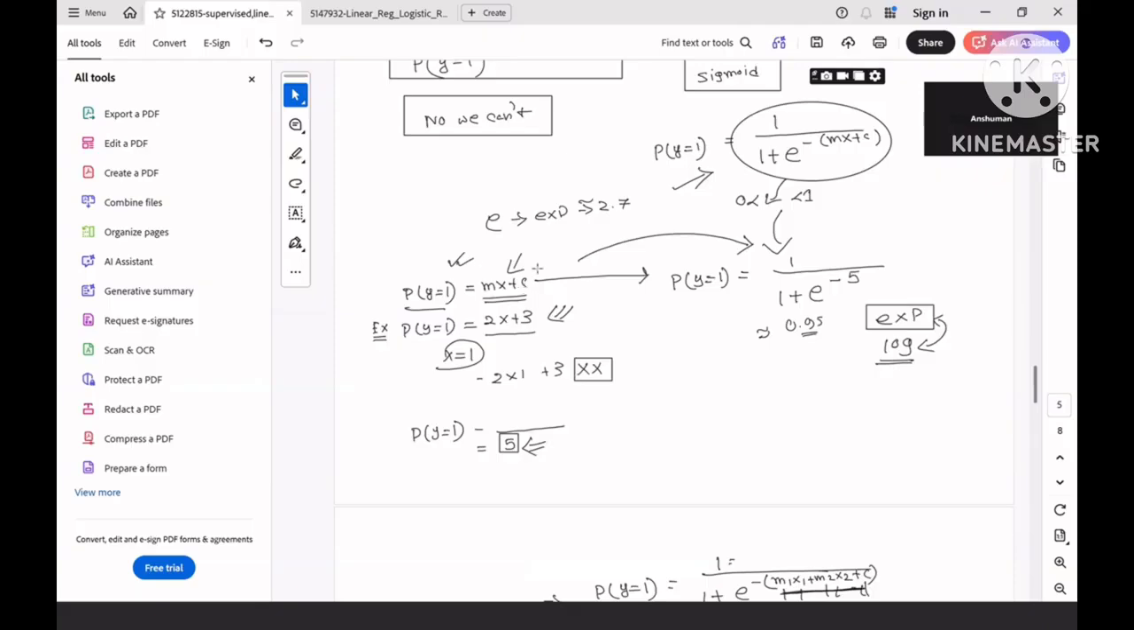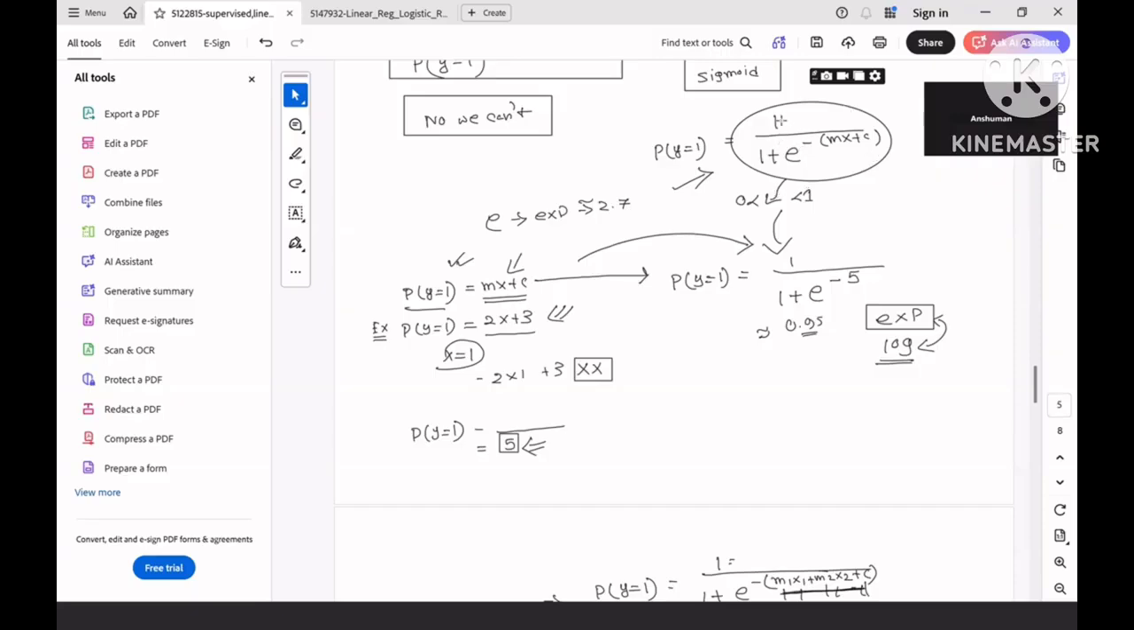Now we know that mx plus c is the linear regression formula. If we use this linear regression formula, what will happen? We'll get a number like 5. If the x value is 1 and you put it into 2x plus 3, it will come as 5. This 5 value is not between 0 and 1, right? That is the reason mx plus c, which we use in linear regression, will not work. Then what will work is the sigmoid function.